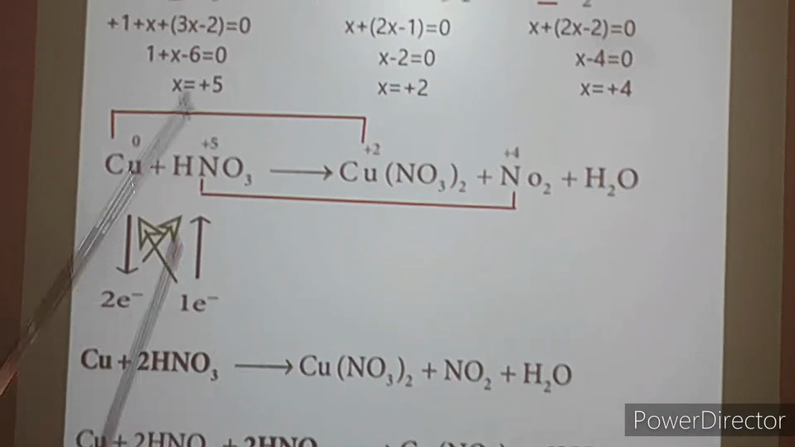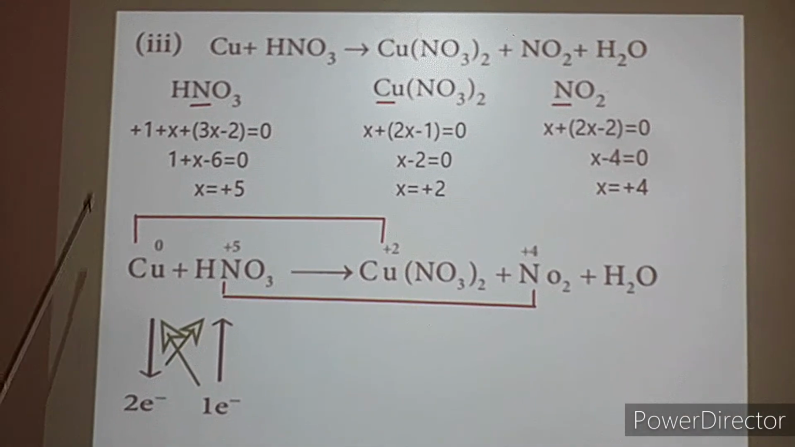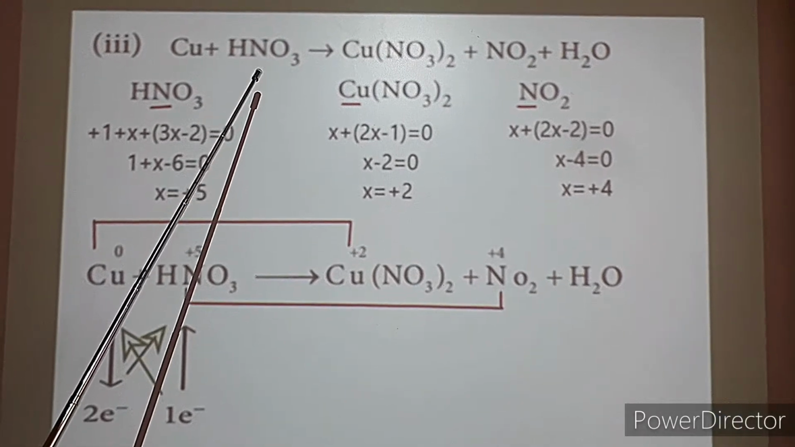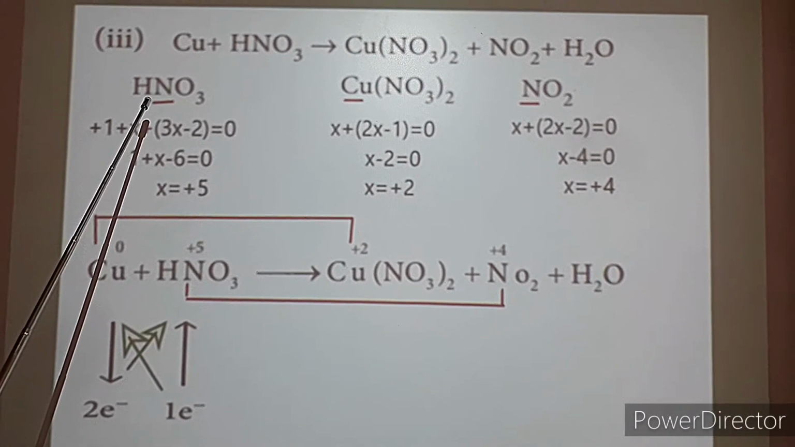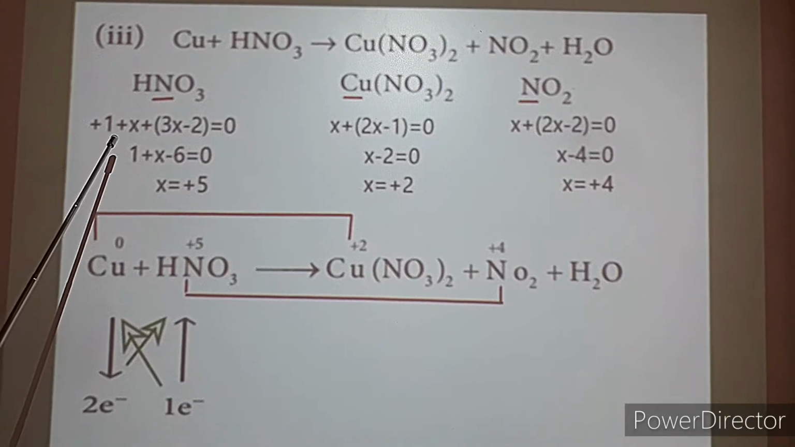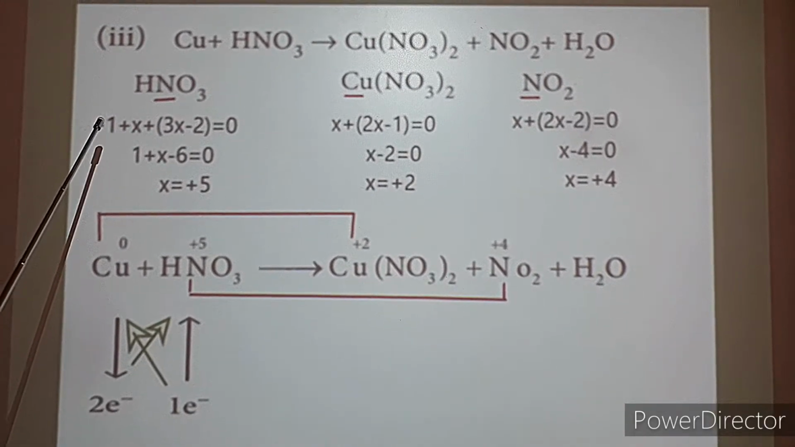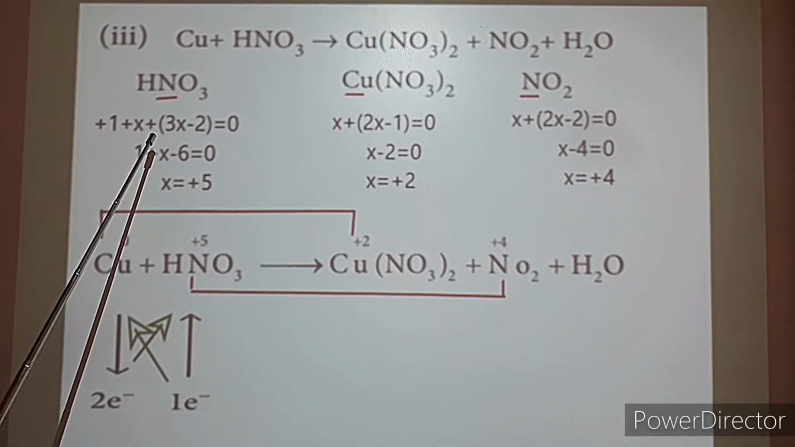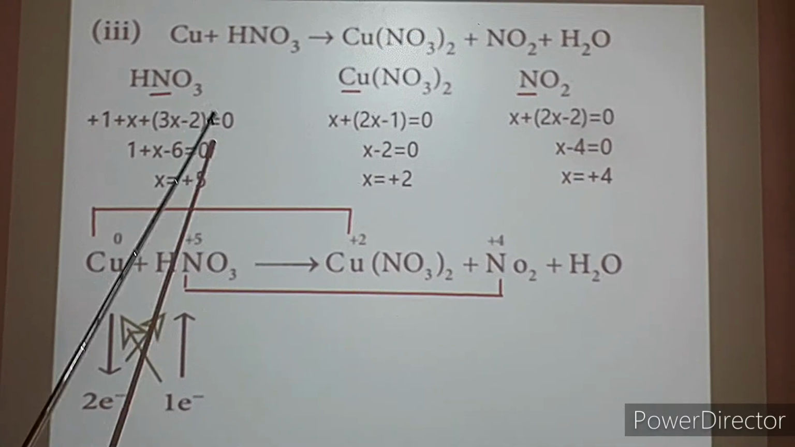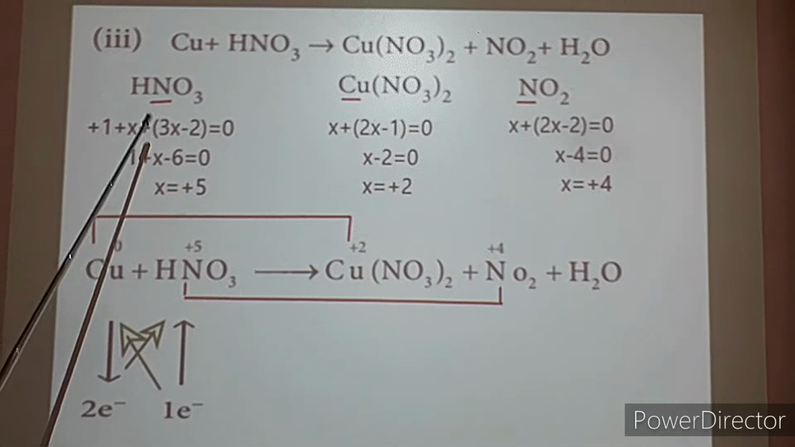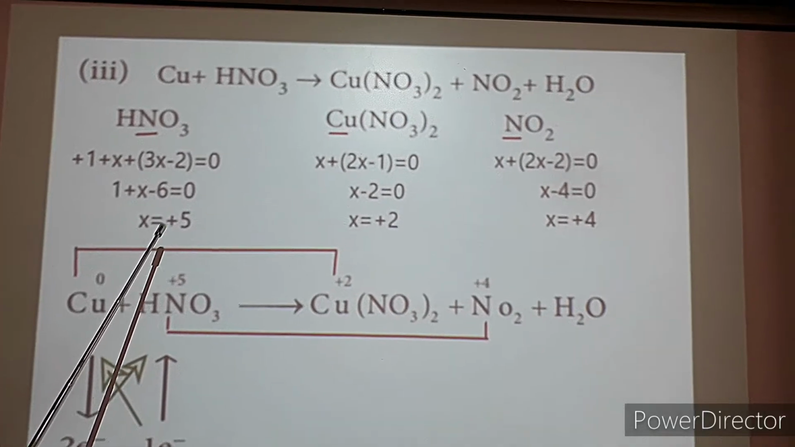The next one, copper, it is an element, so 0. And nitric acid, here we are going to find out the oxidation number of nitrogen. Put X here. For hydrogen plus 1 we know very well. And oxygen minus 2, 3 into minus 2, equal to, it is a molecule, so 0. We get the oxidation number of nitrogen here is plus 5.